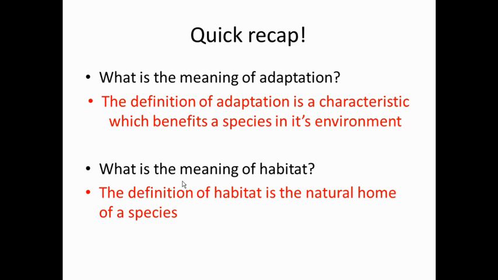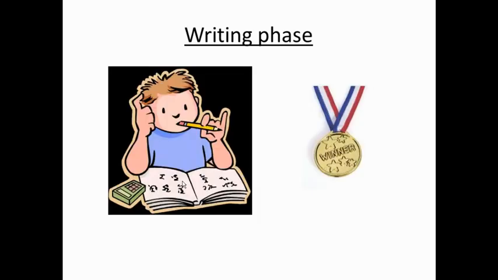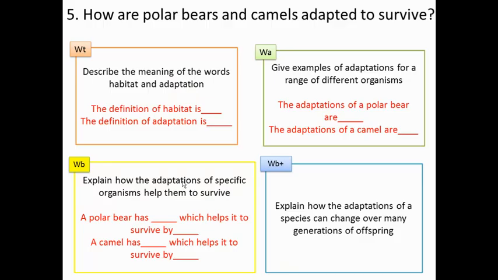Okay, the meaning of adaptation: it's a characteristic which benefits a species in its environment. And what's the meaning of habitat? The definition of habitat is the natural home of a species. So our writing phase today, you've got all of your sentence starters there. So the definition of habitat is, the definition of adaptation is, we've just been through it.